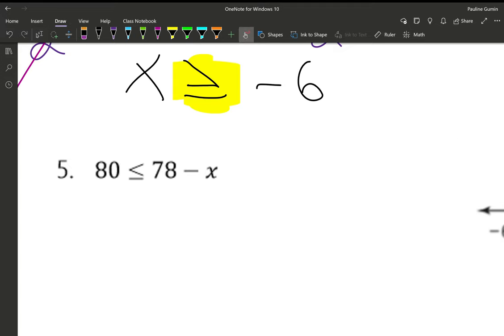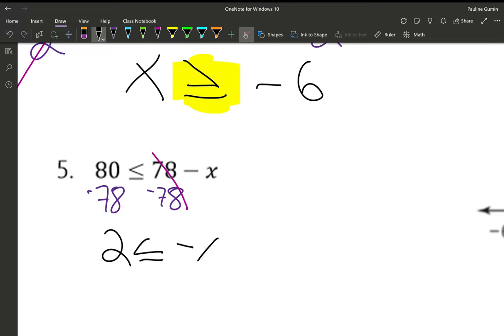So what I'm going to do to get x by itself, I'll start with subtracting 78 from both sides. On the left side, 80 minus 78 is 2. My symbol stays the same. All I did was subtract. 78's cancel, and I'm left with negative x.